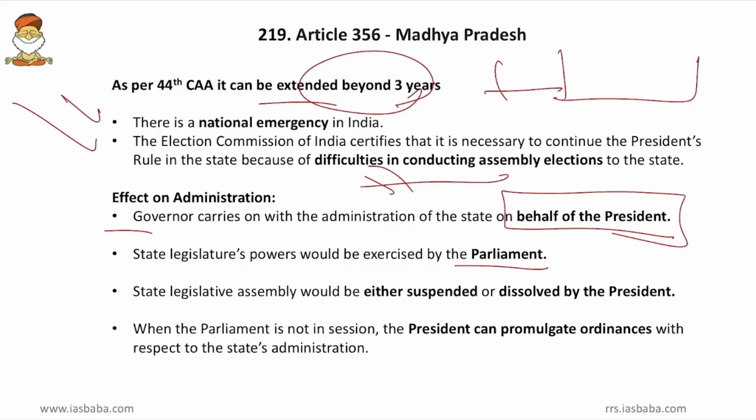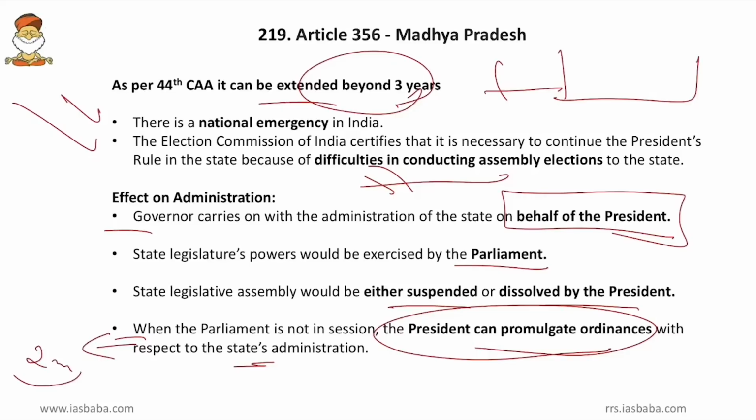Then, the state legislative assembly would be either suspended or dissolved by the President. So, the President has both options, that is, he can keep the legislative assembly in suspended animation, or he can dissolve the legislative assembly altogether. Then, when Parliament is not in session, the President can promulgate an ordinance with respect to the state's administration. Once he promulgates the ordinance, it must be approved within 2 months, that's it. So, this is all about President's Rule or Article 356.